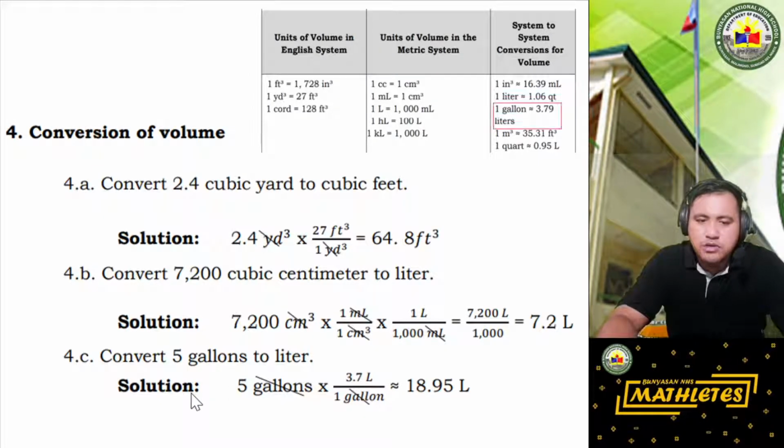Okay, next is convert 5 gallons to liter. So, 5 gallons. We have 1 gallon is approximately 3.79 liters. 3.79, not 4 liters for 1 gallon. Okay, 1 gallon is approximately 3.79 liters. So, we have 3.79 liter over 1 gallon. Cancel gallon. So, that makes 5 times 3.79. So, that is approximately 18.95 liter. So, 5 gallon is approximately 18.95 liter.